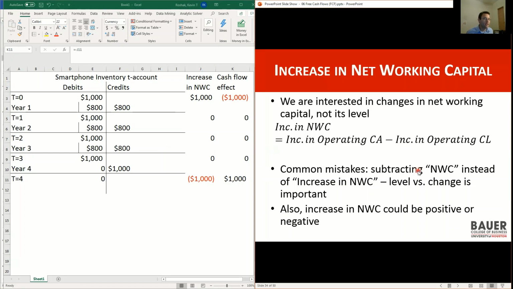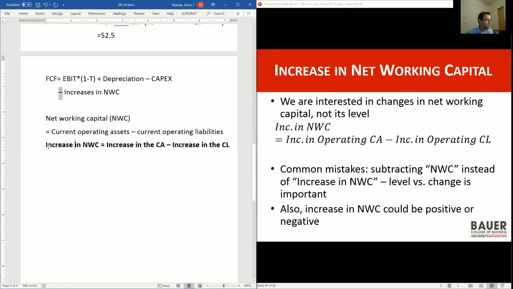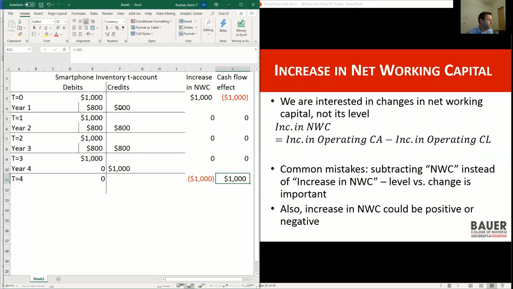A common mistake is to not do all of this differencing, right? So it's tricky to keep track of everything, but we care about increases only. A common mistake would be to just look at this line that I'm highlighting, just the net working capital, which is operating assets minus operating liabilities. That's not the cash flow, right? We saw that from the Walmart example. What was our net working capital each period? Our net working capital was 1,000, 1,000, 1,000, but we saw that those are not cash flows.